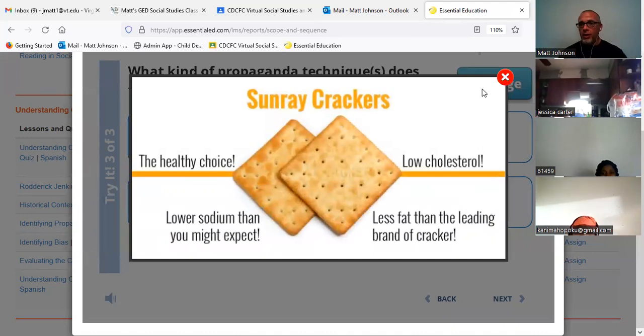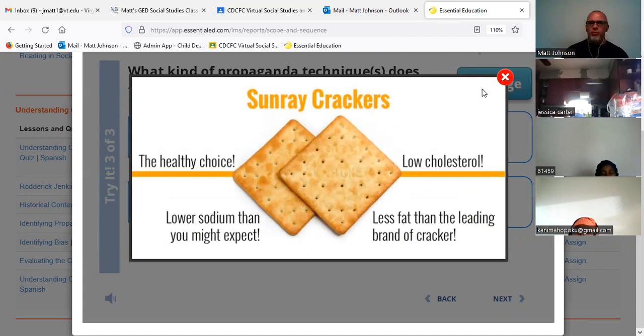If it was comparing it to another product and calling it gross or unhealthy or something like that, we might get into some name calling. But since it's just the one product, we have card stacking, right? Like he said, we don't know what we don't know sometimes. And there's other kind of clues to that too.